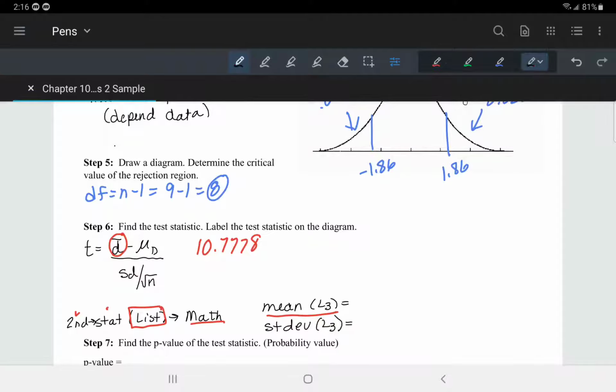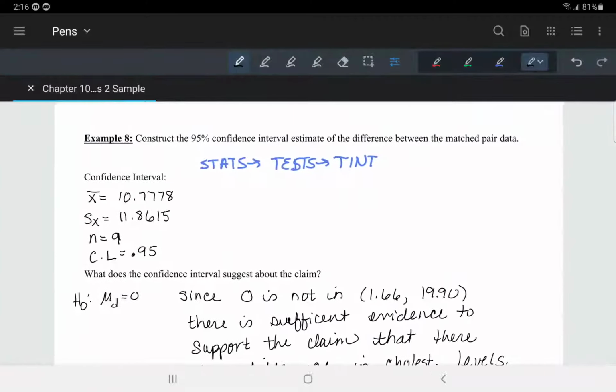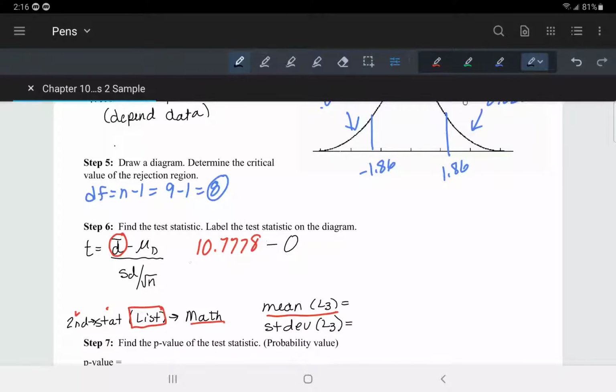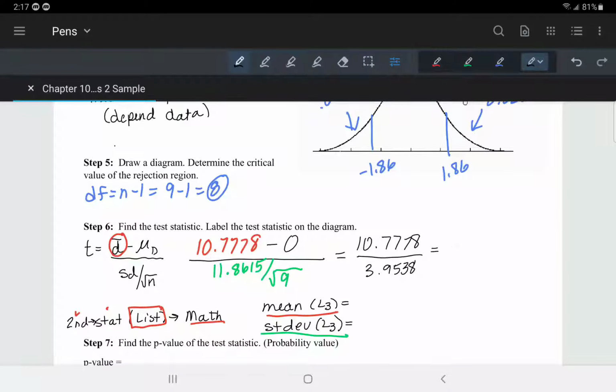10.7778, and we're going to subtract off mu sub d. Now we've made the assumption that mu sub d is equal to 0. Then we'll calculate the standard deviation. We get that from the calculator, 11.8615. We divide that by the square root of n. There are 9 in the sample. So when you do this, we would get 10.7778, and we divide that by 3.9538, and that will get us a test statistic of 2.73.